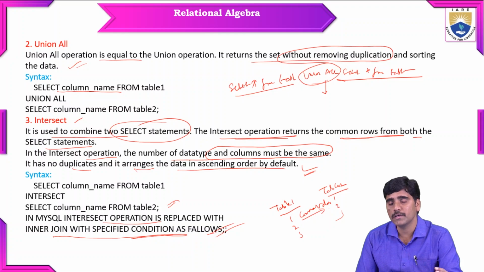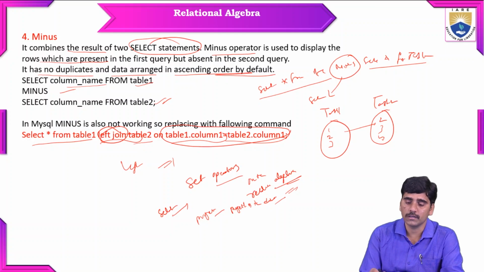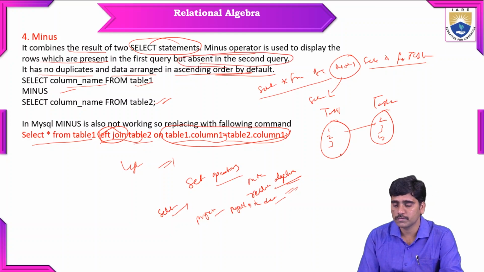It displays the output on the basis of two tables. It includes the duplicates also. The intersection operation returns the common rows from both select statements, and here also the data types and the column sizes must be the same. The minus operation combines the result of two select statements, but it displays the rows which are present in the first query but absent in the second query. So the values on the left side will be displayed, but those in the second table will not be displayed.